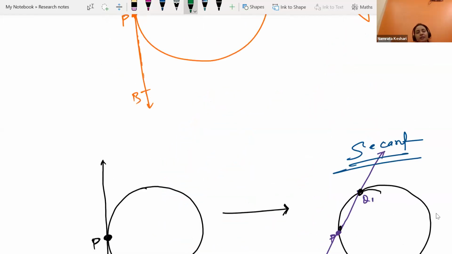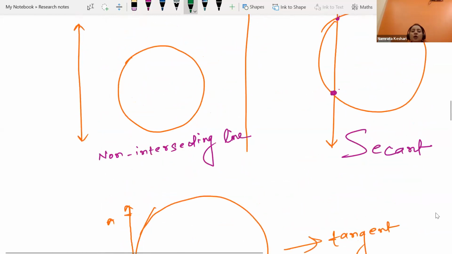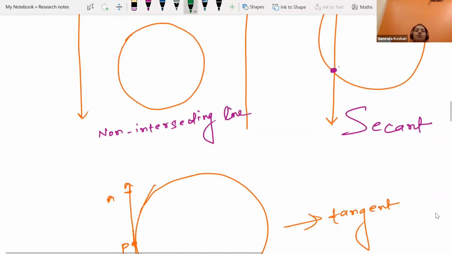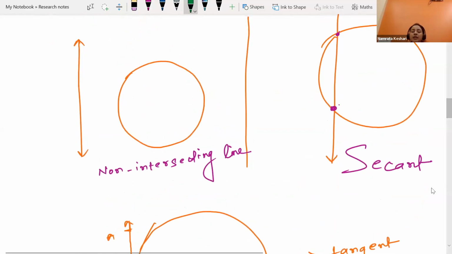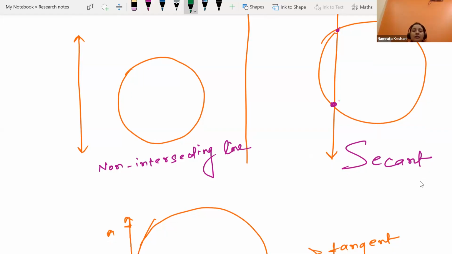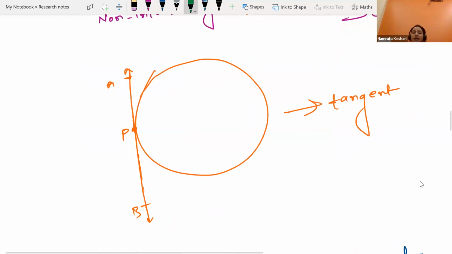When you have a circle and a line, the chances are the line is not intersecting the circle. That type of line is called a non-intersecting line. When it is intersecting the circle, there is a specific name for it, and from now onward we will call it a secant. Whenever you hear the word secant, understand it is just a line intersecting the circle at 2 points. And with a line and a circle, we can have a tangent also.